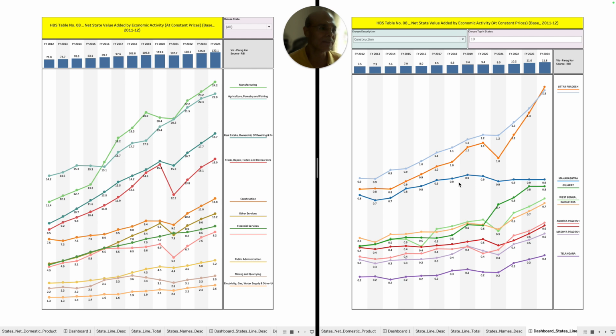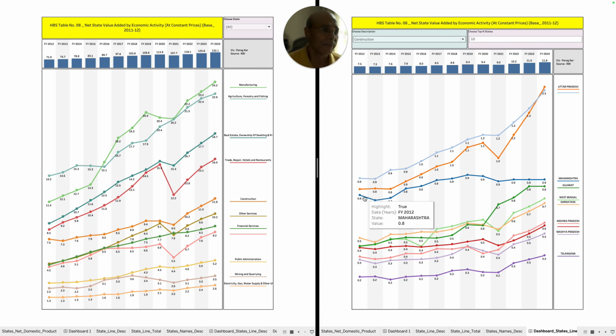Because these numbers are not in the second decimal place, you will find that the numbers are largely stable. There hasn't been a significant increase, and these are basically for constant, not for current. This is the real GDP, real numbers, based on the rupee value of FY 2011.